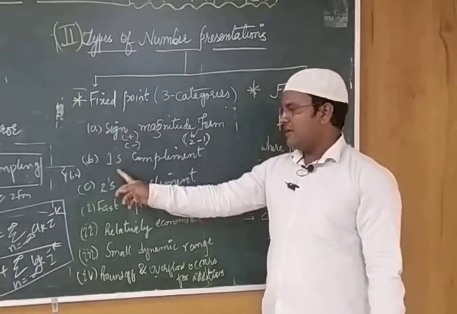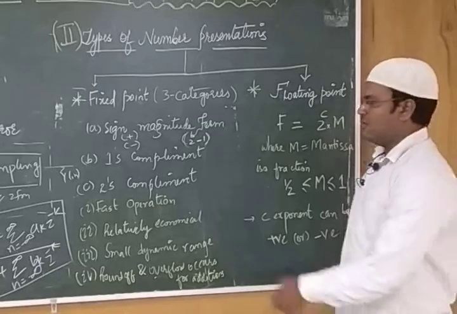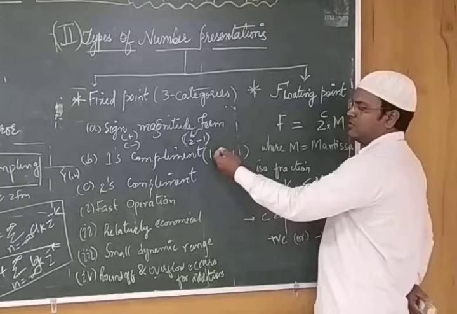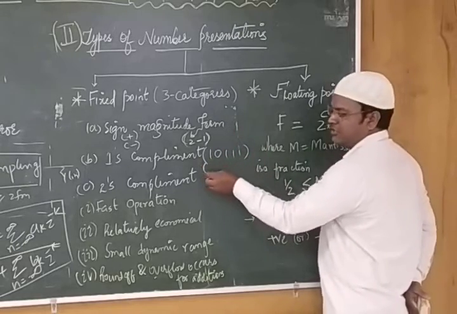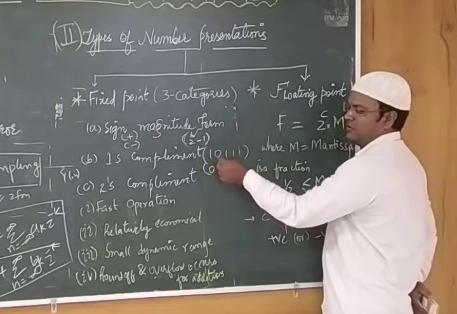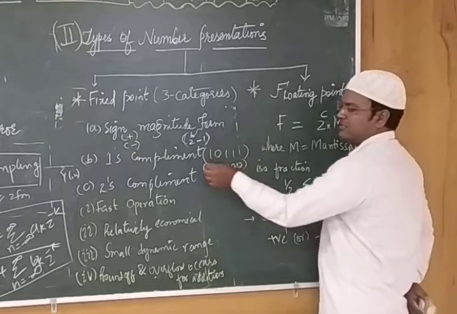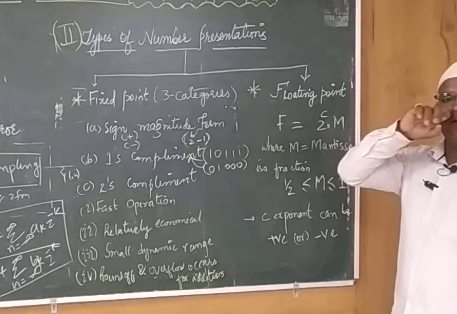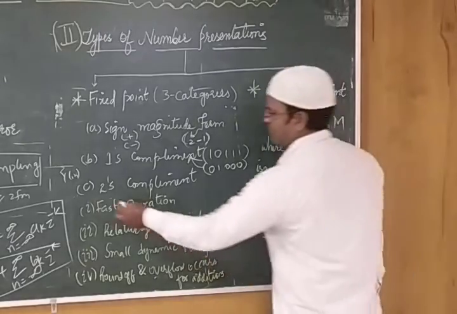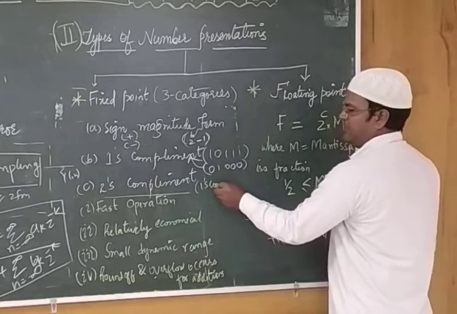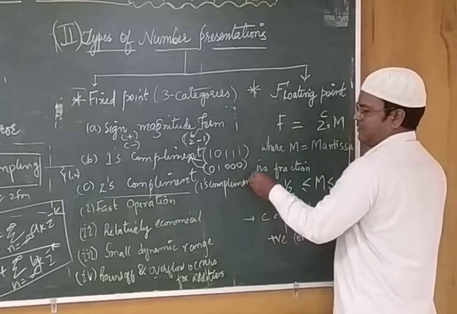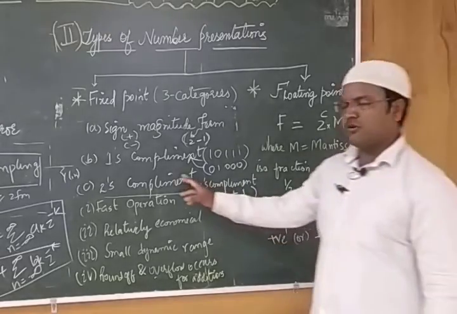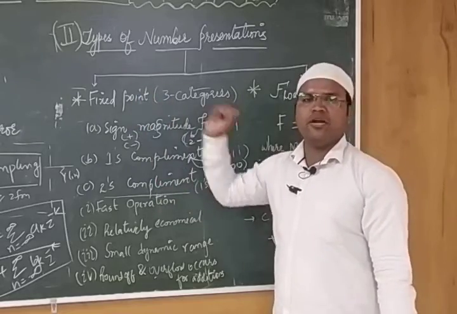Likewise, we have ones complement. What does ones complement mean? Suppose you had the bits 1 0 1 1 1. To write the ones complement, zeros will be converted into ones and ones will be converted into zeros. So what is the ones complement of 1? 0. 0 will become 1, 0 0 0. So this comes under ones complement, the second category of fixed point representation of numbers. Likewise, we have 2's complement. What does 2's complement mean? 1's complement plus 1. If you find the 1's complement and add 1 to it, that becomes the 2's complement. So there are three categories in fixed point representation.